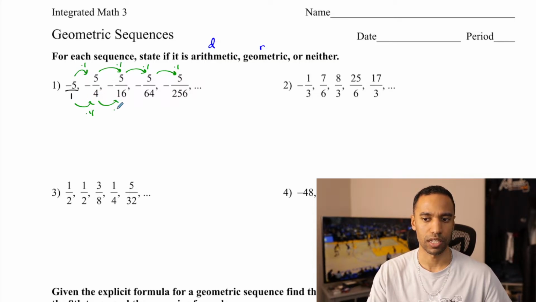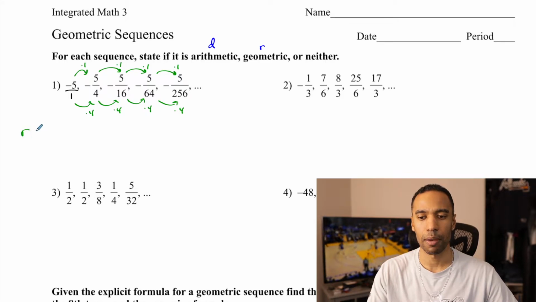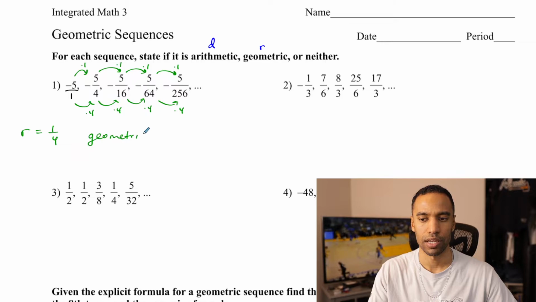4 times 1 is 16? Oh, 4. Is that a times 4? You betcha. And I sure hope they're not doing, yeah, 1/4. So it looks like the common ratio here is 1/4, which makes this a geometric sequence.